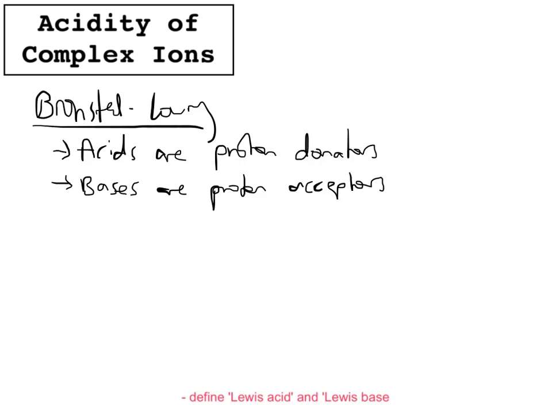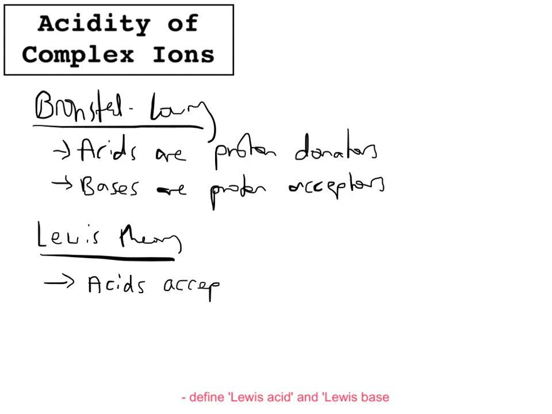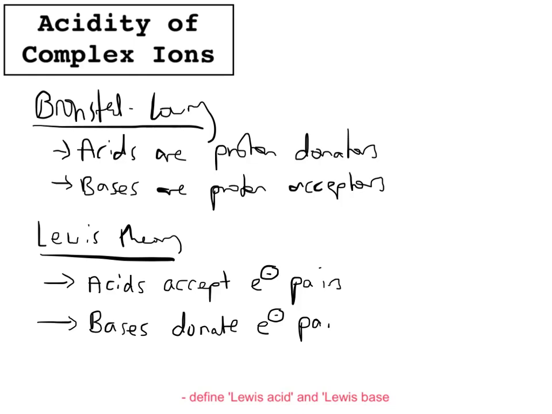So the other description of acids is known as the Lewis theory, and Lewis acids, instead of donating protons, accept electron pairs. So Lewis acids accept electron pairs, and Lewis bases donate electron pairs. Which means that when we're forming complexes, the ligands are Lewis bases because they're donating electron pairs to the central metal ion in the middle, which is acting as a Lewis acid.